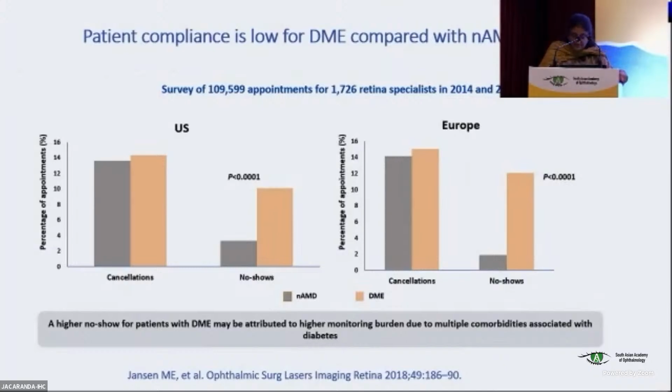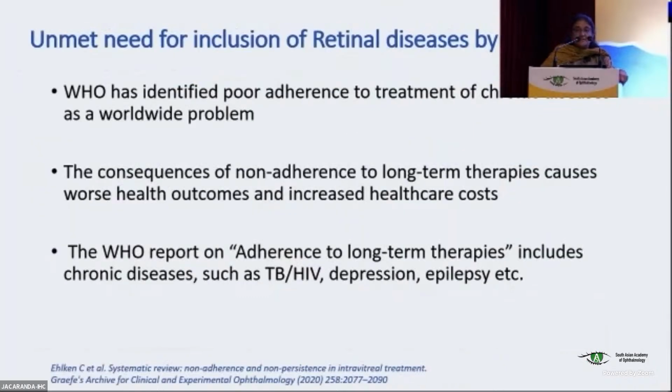We know that it is far less because the patient is having multiple comorbidities and therefore has to do multiple clinic visits. Now, when I was just reviewing the literature, I realized that WHO apparently has identified poor adherence to treatment of chronic diseases as a worldwide problem. And the consequences of non-adherence to long-term therapies cause worse health outcomes and increased healthcare costs.